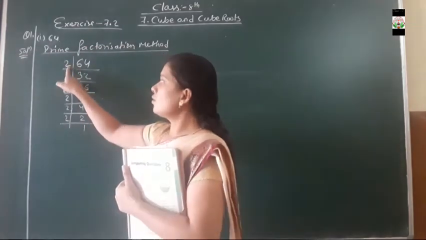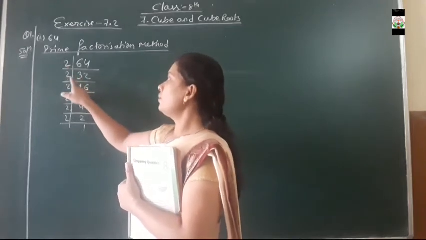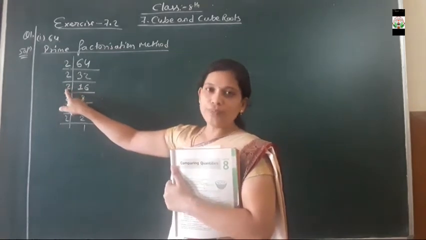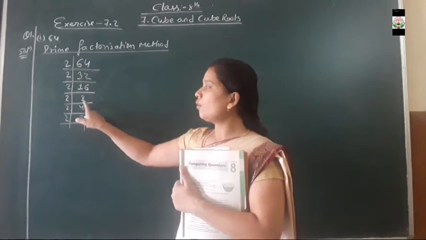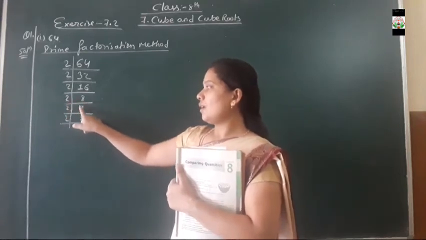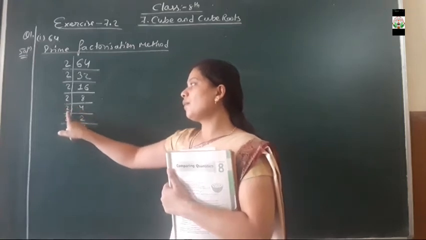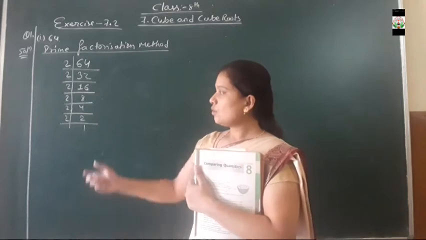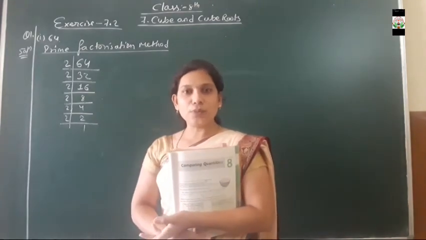That is, 64 comes in the table of 2, 32 times. Now 32 comes in the table of 2, 16 times. 16 comes in the table of 2, 8 times. Then 8 comes in the table of 2, 4 times, and 4 comes in the table of 2, 2 times, and 2 comes in the table of 2, 1 time. So we have found the factors. After finding the factors we have to find the cube root, isn't it?